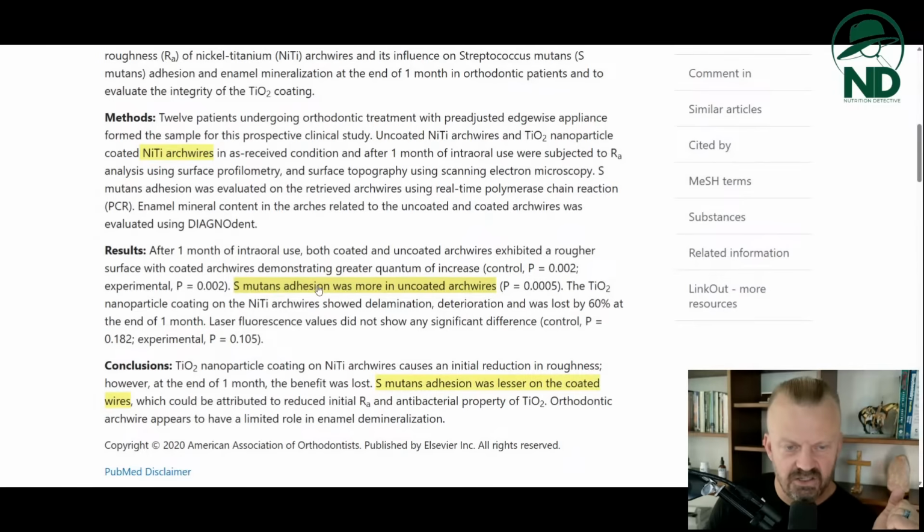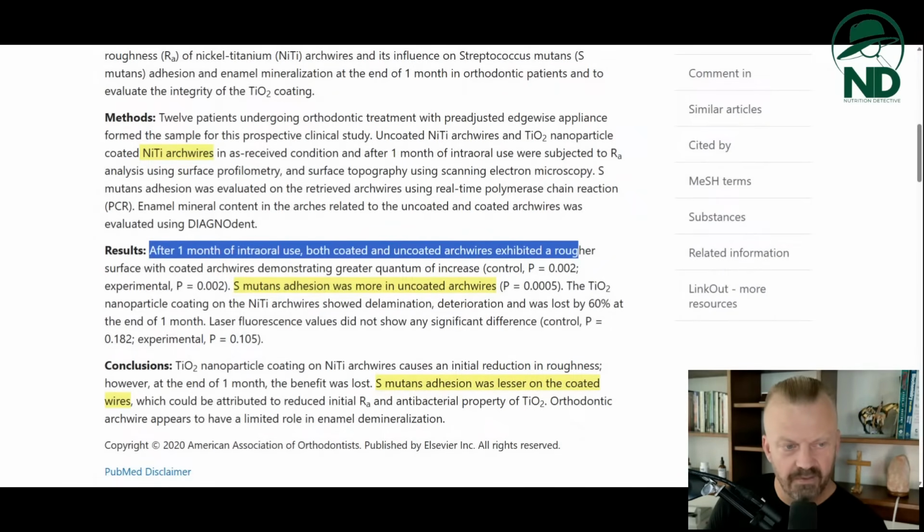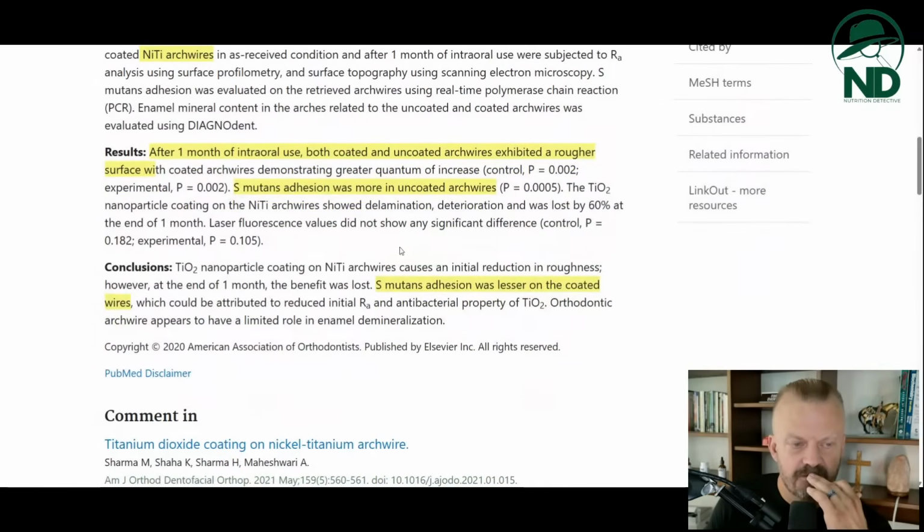Streptococcus mutans adhesion was more in uncoated arch wires. The titanium dioxide got in the way. But they both, after 1 month, both of them had a rougher surface. Streptococcus mutans adhesion was lesser on the coated wires. So what I'm getting at is the strep mutans really likes the stainless steel.